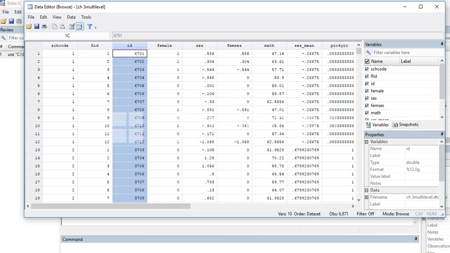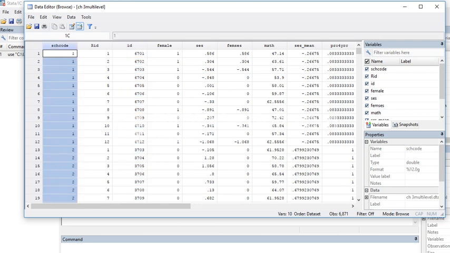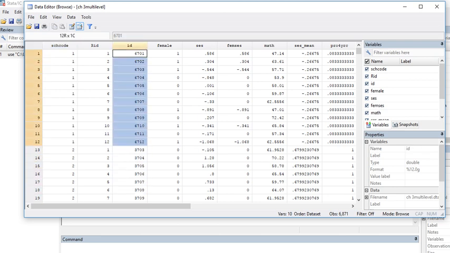The level 2 identifier variable is the school code variable. So we have the students who are nested within schools. Essentially, all of these students right here are nested within school 1. Then we have those that are nested within school 2 and so forth.